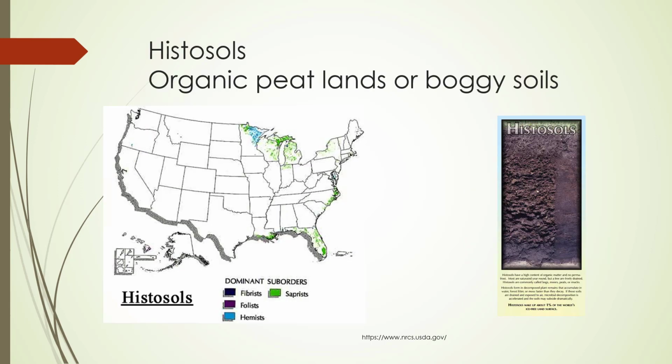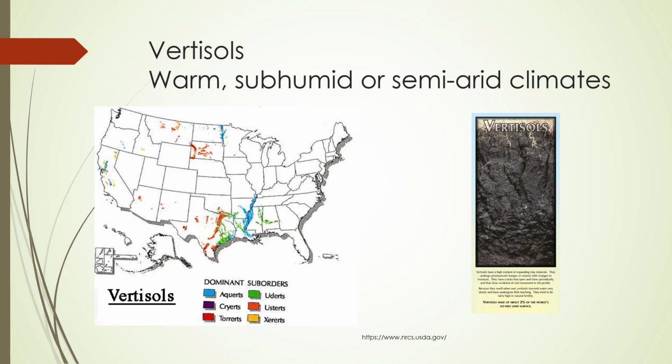Histosols are organic peat lands or boggy soils, and you can see that's going to be over in the Midwest and the upper Midwest and some into Florida. Vertisols are warm, subhumid, or semi-arid climates, and that's going to be mostly in the southwest. Very dark in color.